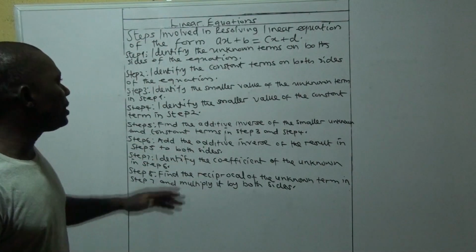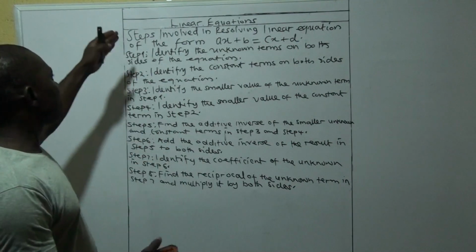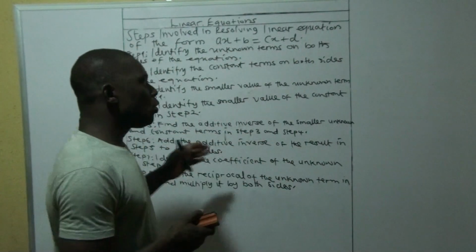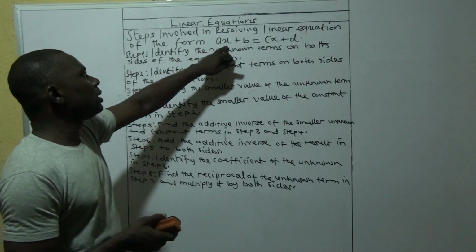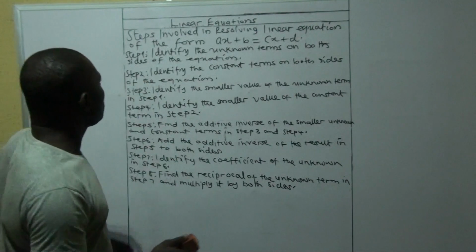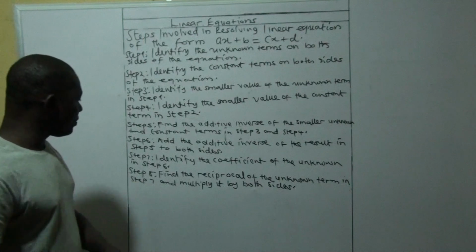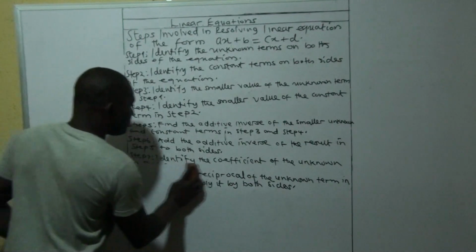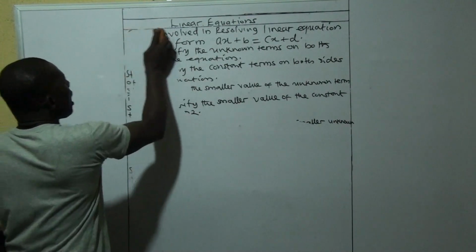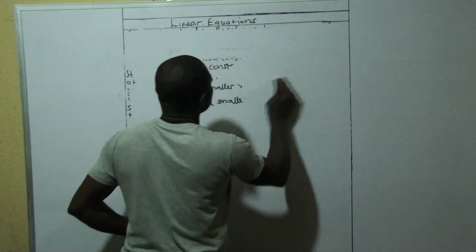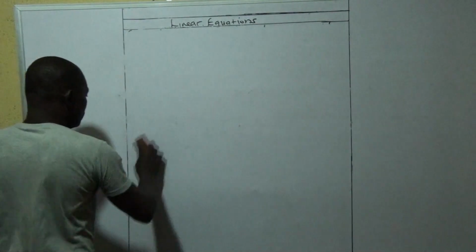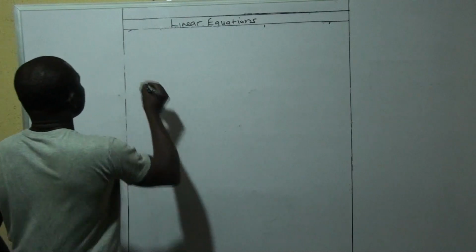It's very short because I'm writing it on the board, that's why you're seeing it like that. So these are the steps. If you follow these steps systematically, you are going to get the answer to this kind of linear equation with ease. So let's take a look at an example to see how these steps actually work.